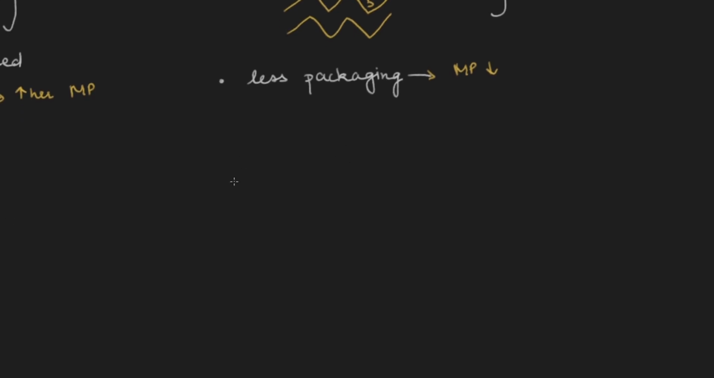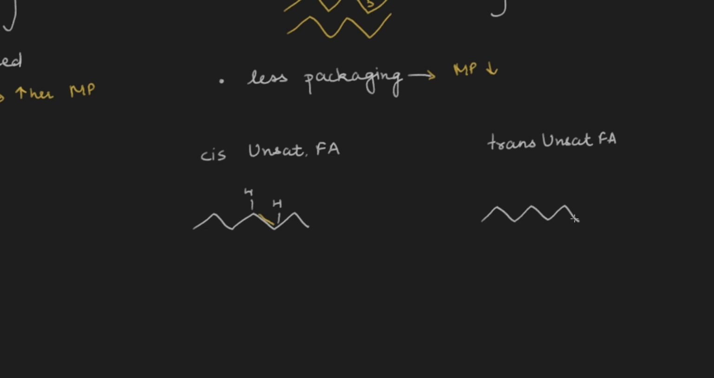Those two different types of structure are: they can either have a cis structure, cis unsaturated fatty acid, or a trans structure. In cis unsaturated fatty acid, the position of hydrogen around the carbons which have the double bond will be on the same side, whereas in trans unsaturated fatty acid, the position of hydrogen will be on opposite sides of the chain.